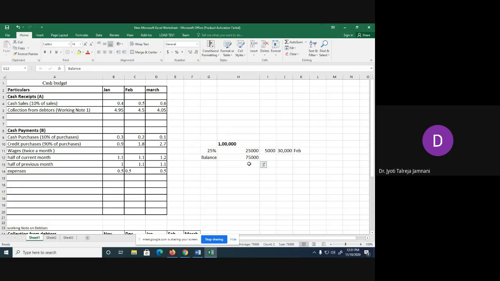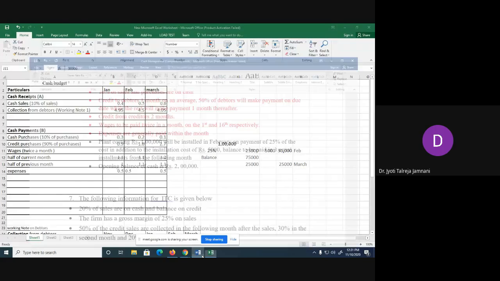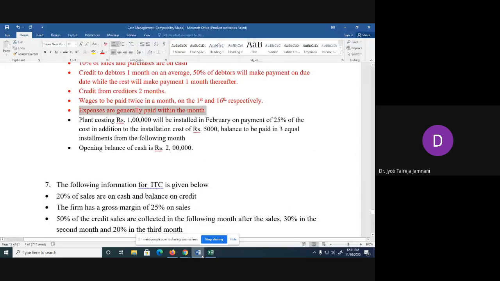So that means I'll be paying 25,000 in March. And then 25,000 in April and 25,000 in May. But we are not bothered about April and May because we are preparing the cash budget only for January, February and March. So how much are we paying? We are paying 25,000 in March. So if you see here, 30,000 in Feb and 25,000 in March. These are the two values which we should take as plant purchase, because we are paying it on plant purchase.